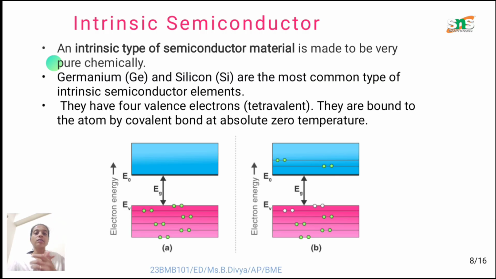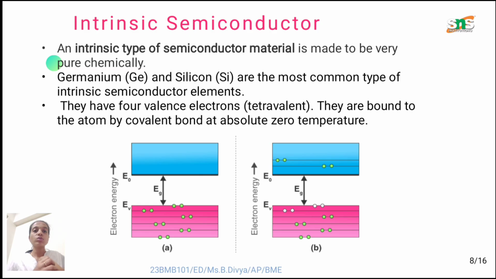Next, the intrinsic type of semiconductor material is made very pure chemically. As I told you, this is a very pure form of semiconductor material. Germanium and silicon are the most common types of intrinsic semiconductor elements. They have 4 valence electrons, that is, they are tetravalent, as I told you. They have 4 valence electrons surrounding them.